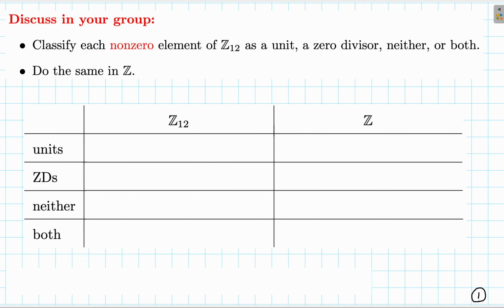To get us started, here's a review of the previous lesson. Classify each non-zero element of Z12 as a unit, a zero divisor, neither, or both. Then please do the same in Z. So if you could pause the video and work on this task, and we'll go over them in a moment.